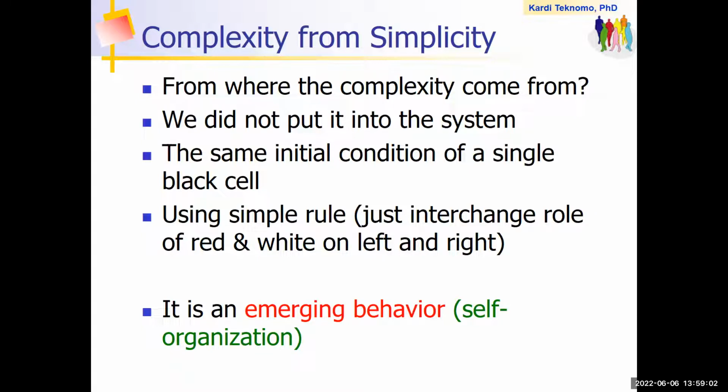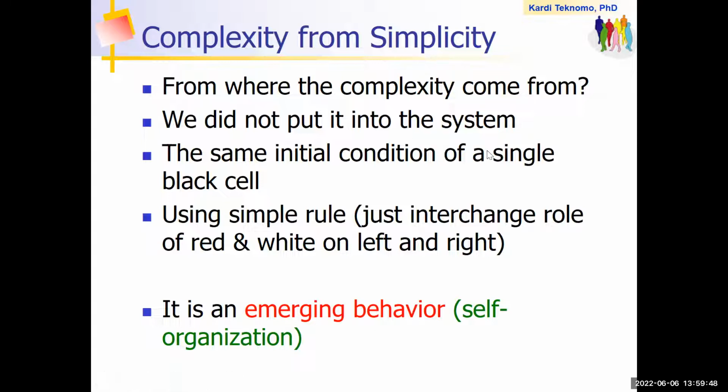So the big question here is where the complexity comes from. Look at the rule that we set, it is really very simple, isn't it? It's just binary, only 256, right? And you may think that, of course, if this is simple, the result must be simple, right? And the same initial condition with only a single black cell. Again, the rules are simple, just interchange the role of red and white on the left and right. So where does that complexity come from?